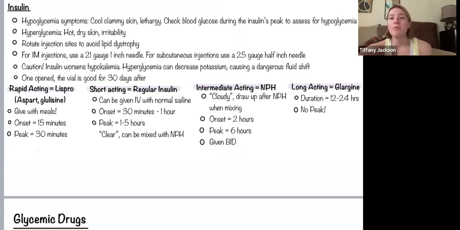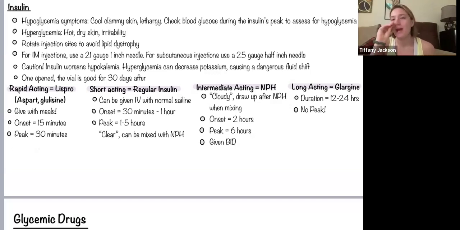This is our clear, when we talk about clear and cloudy, as it can be mixed with intermediate. Regular and intermediate insulin are the only two insulins we can draw up in the same syringe and mix together. I always remember like Nancy Reagan RN: we inject air into the NPH, we inject air into the regular, then we draw up the regular, then we draw up the NPH.